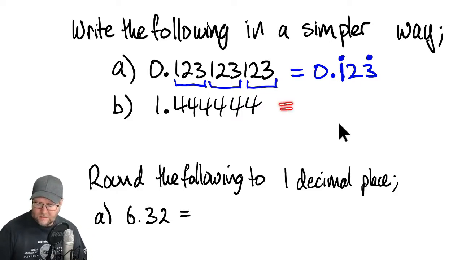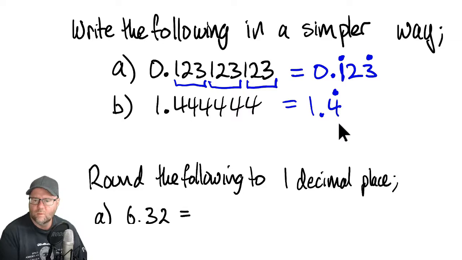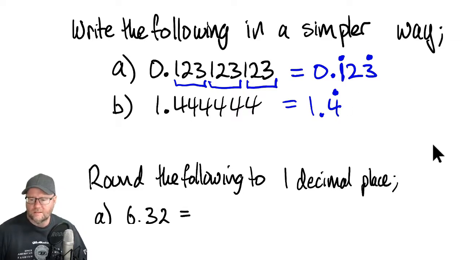So the same with this one. It's the 4, beg your pardon, it's the 4 that goes on and on and on. So all I do is I put a dot over the 4. 1.4. Is my cursor annoying you there? Let's push that to the side. Yeah, sorry if that was in the way.